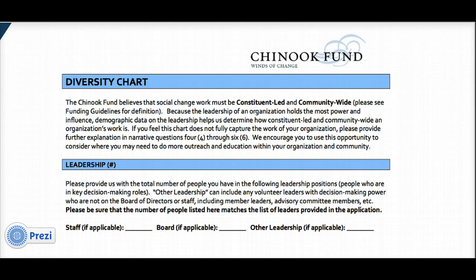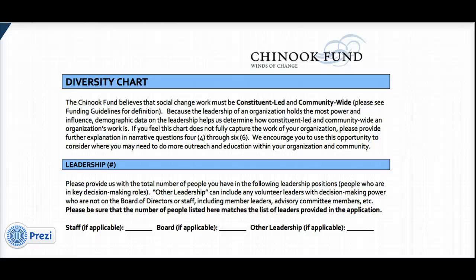Other leadership can include any volunteer leaders with decision-making power who are not on the board of directors or on staff. This might include member leaders, advisory committee members, and so forth. Remember, however, that other leadership is not a category for participants or general membership who do not have decision-making authority. The diversity chart only requests demographic data for people who hold decision-making positions and positions of authority within the organization.